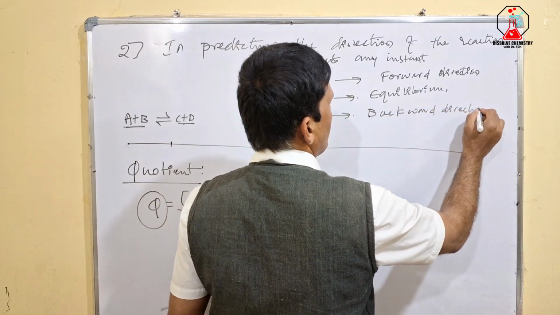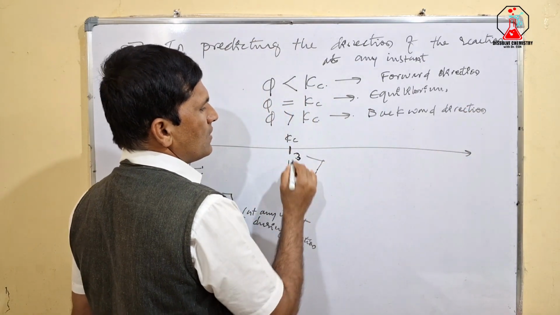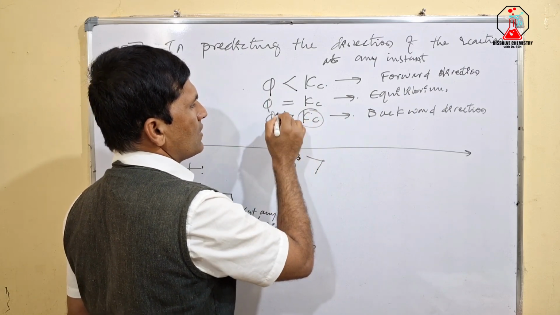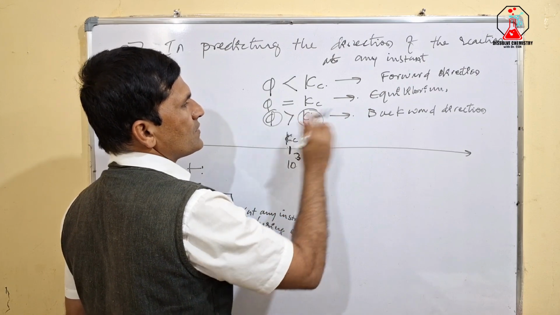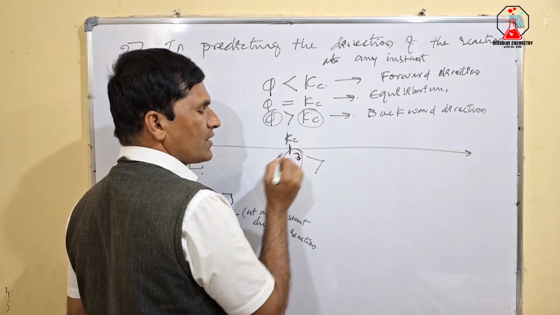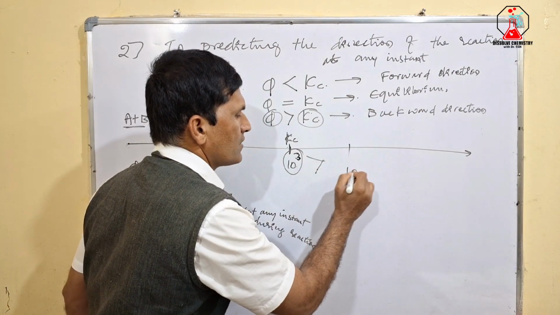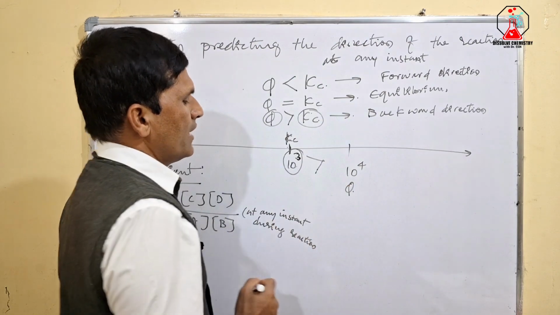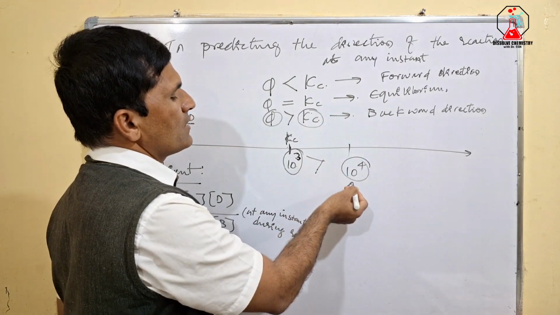So this is how we can tell. If Q value is greater than Kc, then what happens? It will be in the backward direction because it has to attain equilibrium. Our equilibrium constant is 10 to the power 3, so if the concentration ratio is, for example, 10 to the power 4, then that is the Q value at any instant of time during the reaction. So if it is high, what does it indicate? The Q value.